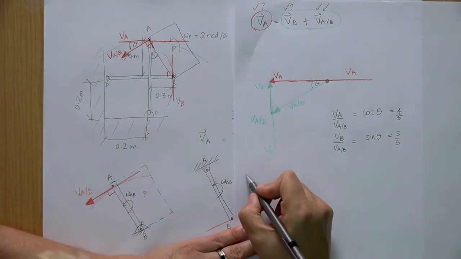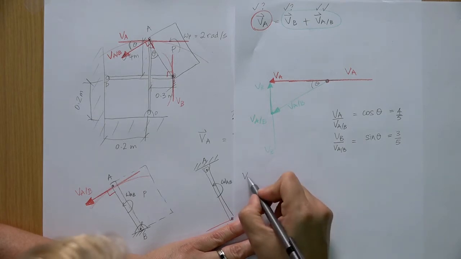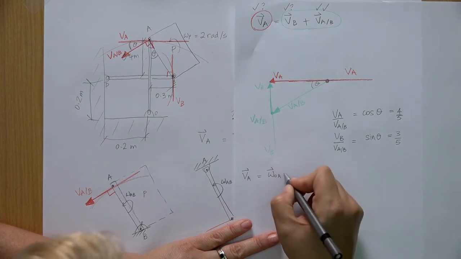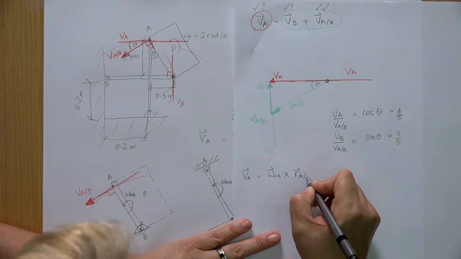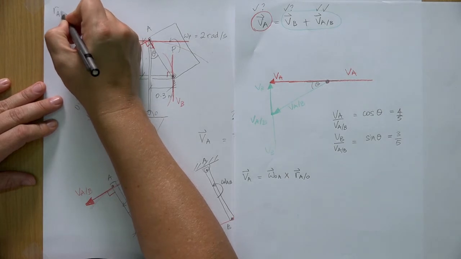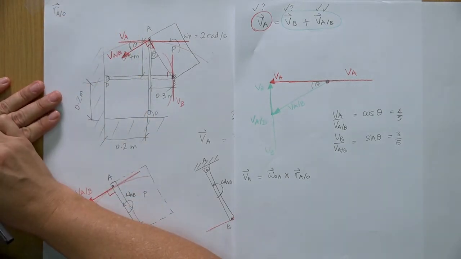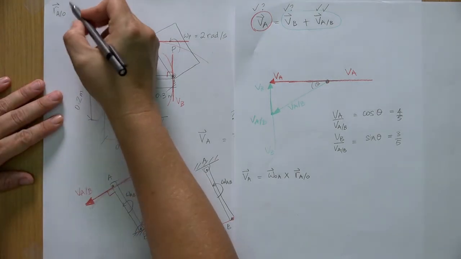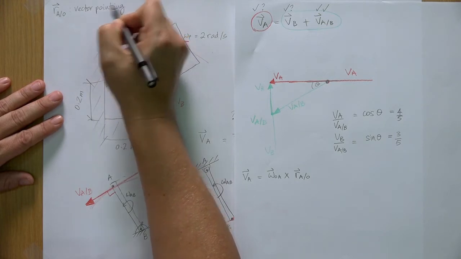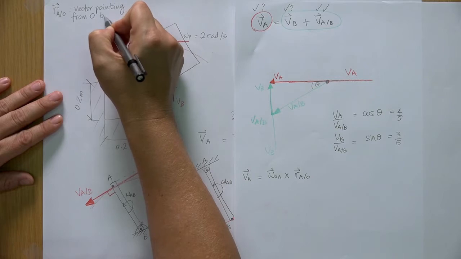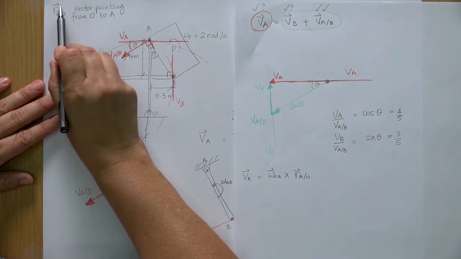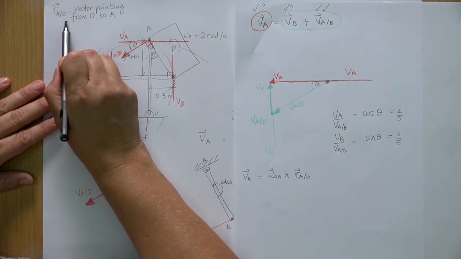When we come to solve this problem using algebra, we say VA equals omega OA cross R of A relative to O. This is very important. R of A relative to O is a vector pointing from O to A. This notation, A relative to O, means A measured from O.